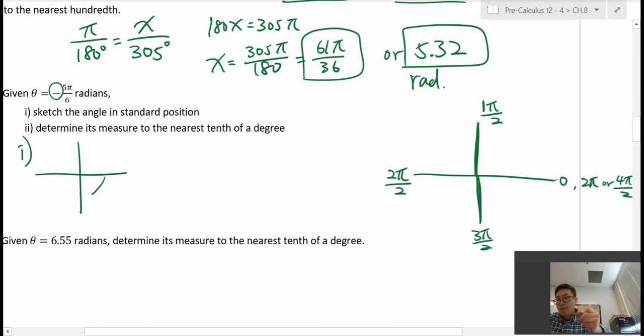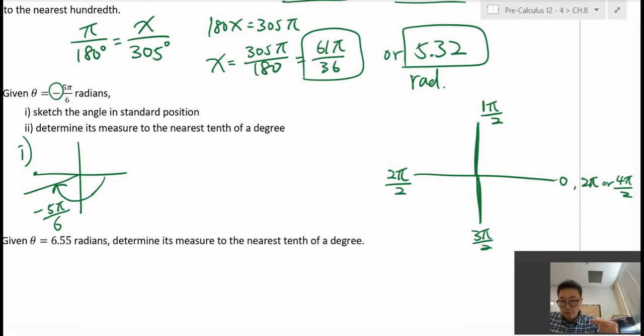But our angle is negative 5 pi over 6, which is actually, if you don't look at the negative sign, if you just look at 5 pi over 6, it's more than half pi, but it's not quite 1 full pi. So we know the angle is going to end in the third quadrant, somewhere here. This will be negative 5 pi over 6, because it is more than negative pi over 2, but less than negative pi. And we know negative pi would be exactly right here, so it's going to be in between the negative x-axis and the negative y-axis. Okay, so that's part 1. We draw the angle in standard position.